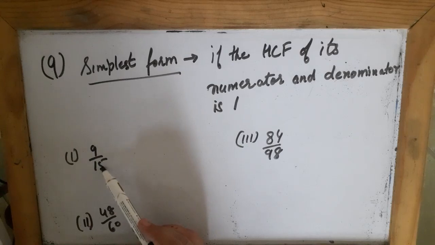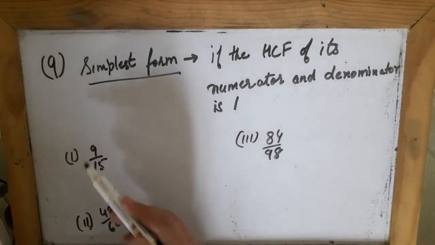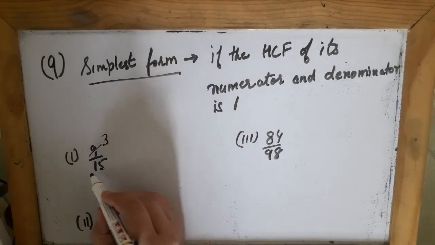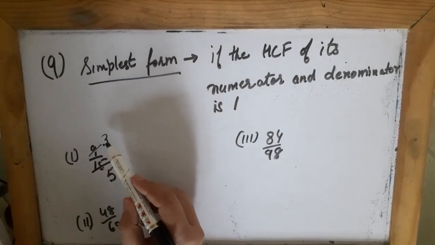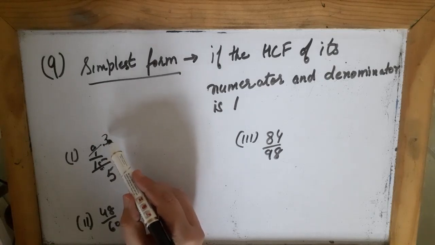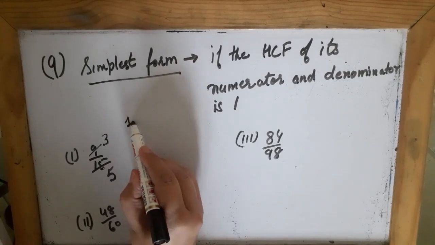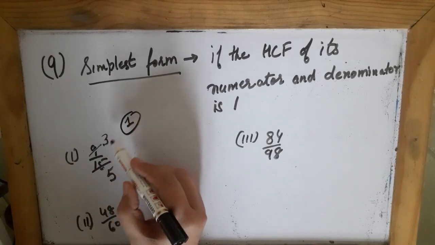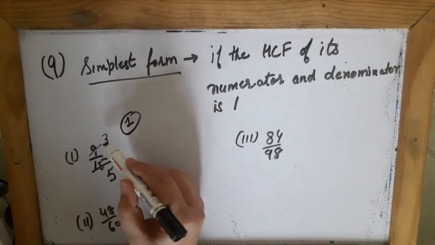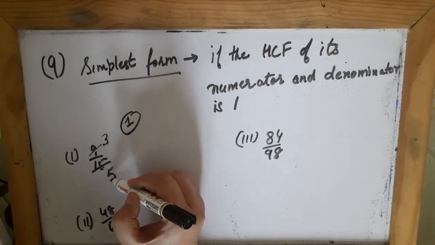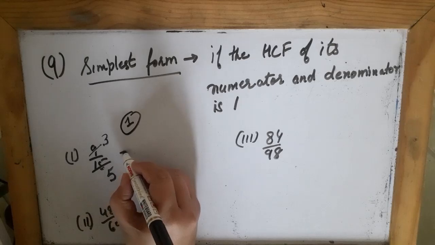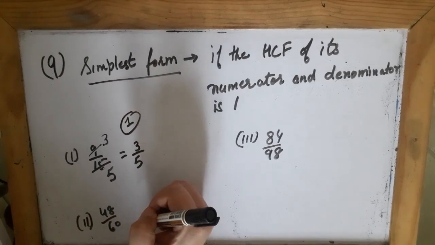Now you can see 9 and 15 both can be reduced by the table of 3. So like this, 3 3s is 9 and 3 5s is 15. Now you can see that 3 and 5 I cannot divide together with any number except 1. So it means they are divisible now only by the number 1, means their HCF now is 1. The highest common factor that can divide these two numbers now is 1. So it means this is in the simplest form now.